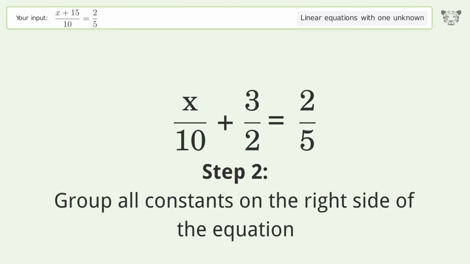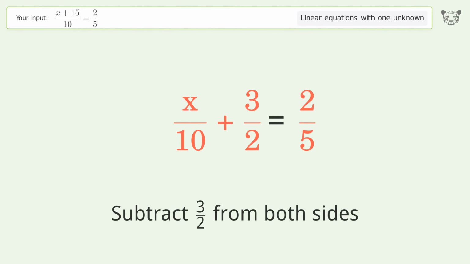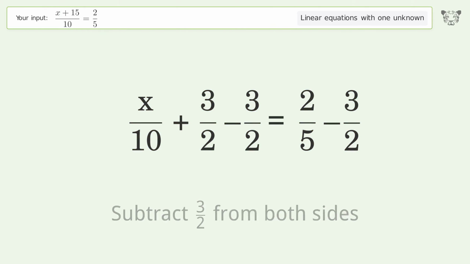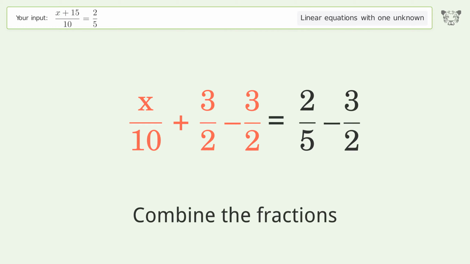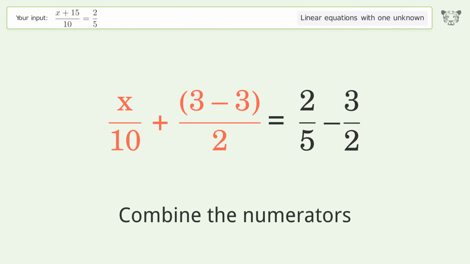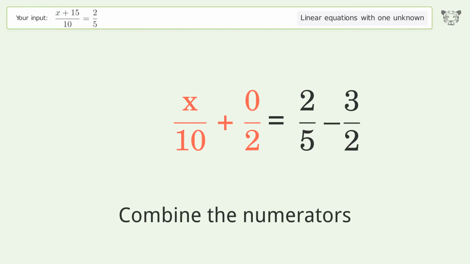Group all constants on the right side of the equation. Subtract 3/2 from both sides. Combine the fractions. Combine the numerators. Reduce the zero numerator.